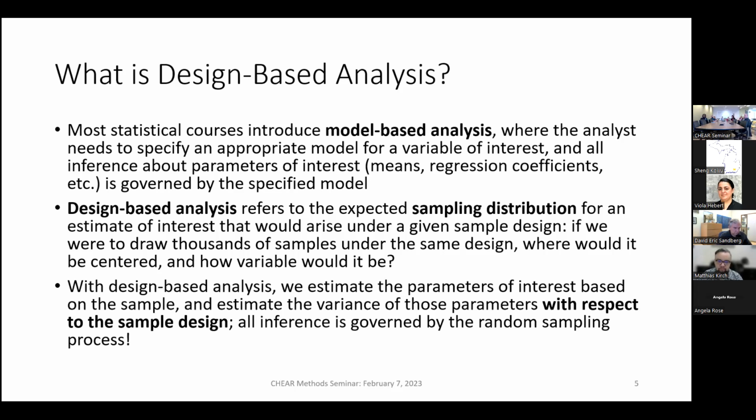And an unbiased estimate when using your weights for estimation just means that that sampling distribution is going to be centered on the true population parameter. So failure to use weights in estimation may shift that sampling distribution away from whatever your true parameter of interest is. You want all those hypothetical estimates to be centered on whatever the true population parameter is. So with design-based analysis, you estimate the parameters of interest based on your sample, and you estimate the variability of those parameters or your standard errors with respect to the sample design, not with respect to the underlying models that you might be specifying. That's the key difference here.